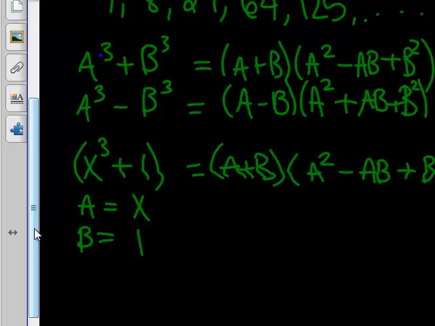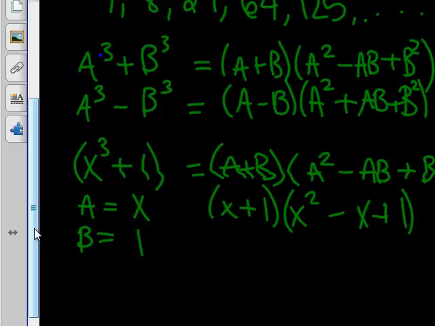Okay, now we're just going to sub in. Alright, a is x, so x, plus b is 1, so plus 1. Well, a squared would just be x squared, so let's write x squared, minus a times b, so x times 1, which is just x, and then plus b squared, which is 1 squared, which is 1. There you go, and you are finished.